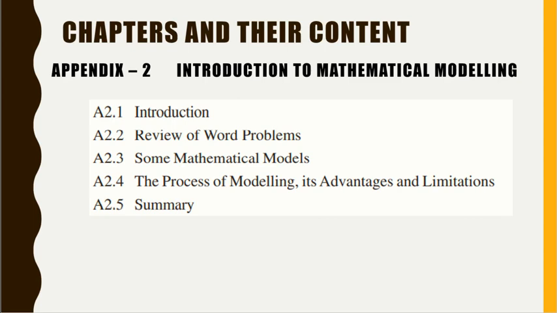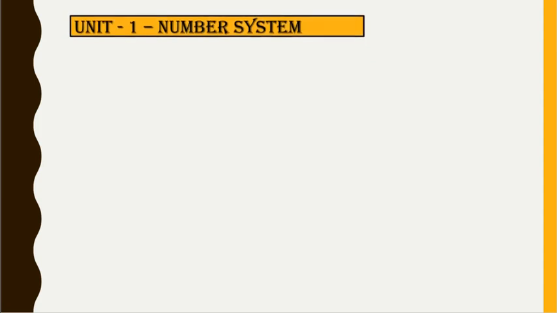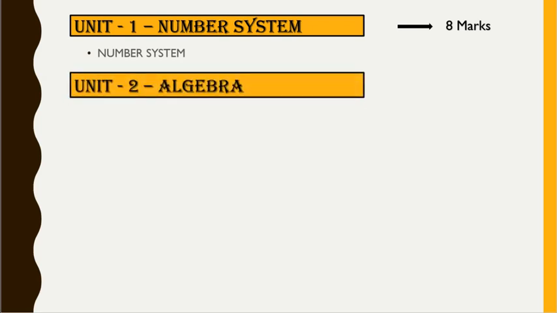Now, you have got 6 units but 15 chapters. Let me tell you under which unit which chapters are included. Now, coming to unit number 1, number system, which carries 8 marks. Under this unit, you have got a chapter called number system, chapter number 1. Then, under unit number 2, algebra, which carries 17 marks.